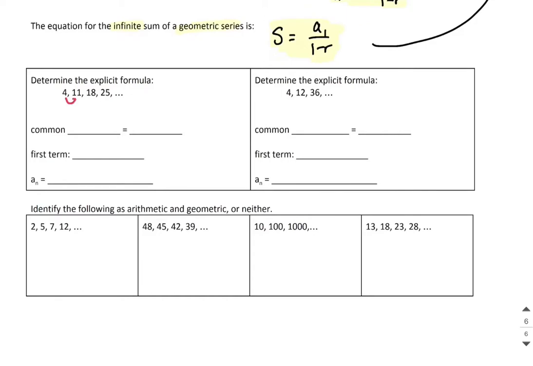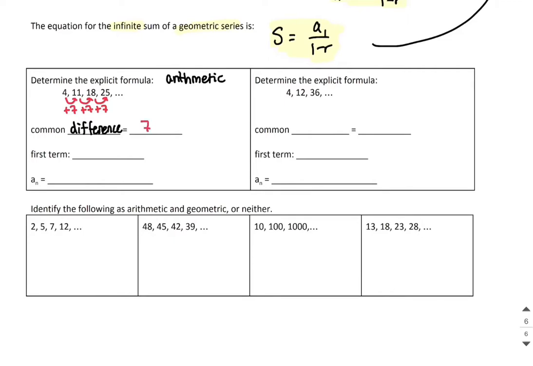For this next part, I'm going to determine the explicit formula for this list of numbers. First thing I want to do is find what's the pattern and then decide is it arithmetic or geometric. Well, as I go from 4 to 11, 11 to 18, 18 to 25, the pattern is I'm adding 7. I'm adding 7 each time, which means this is arithmetic. And I know that I have then a common difference, and that common difference is 7.